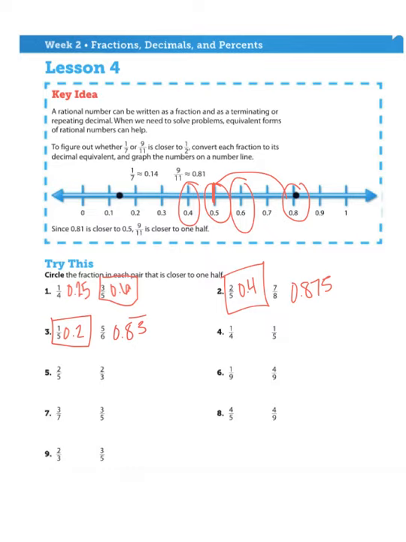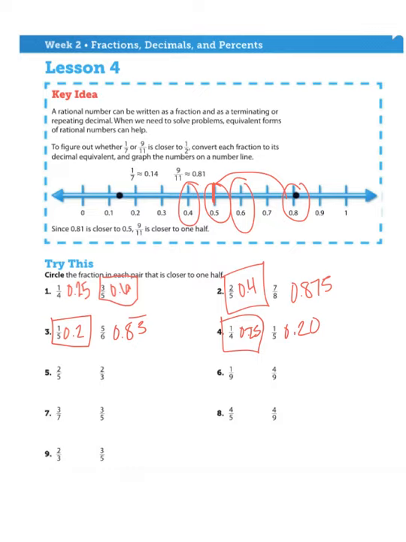Number 4, 1/4. That is 0.25, and 1/5 is 0.2. Well, that's going to be 0.20. I know that 0.25 is going to be closer to 0.5.